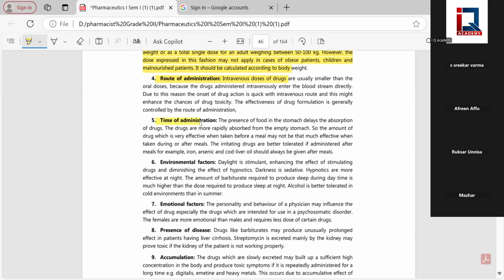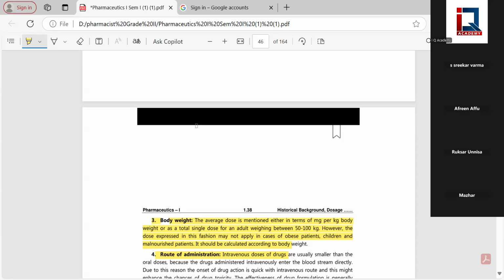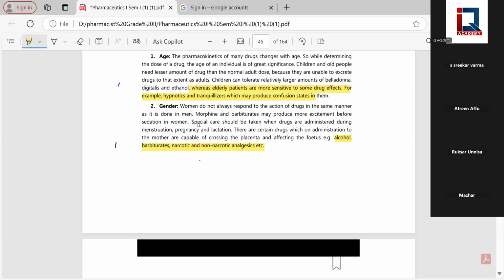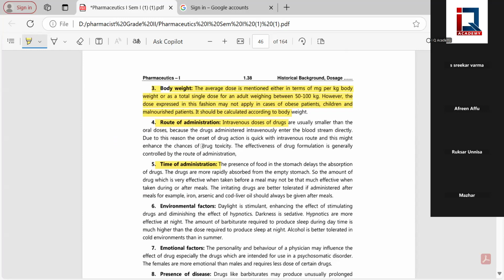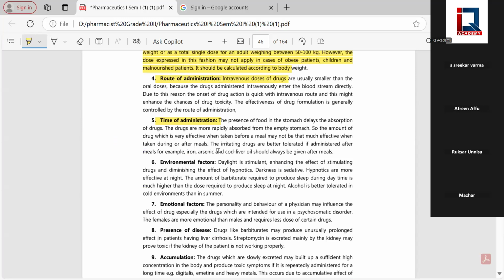Next, time of administration can also change the dose. I hope you know age is definitely a factor, gender can be a factor, body weight can be a factor, route of administration can be a factor. How can time affect the strength of the drug, or how much of the drug should be given? Yes, it's very important because we know that sunlight has a stimulant effect, and darkness generally has a depressant effect. So the type of drug given varies with sunlight and with the time also.